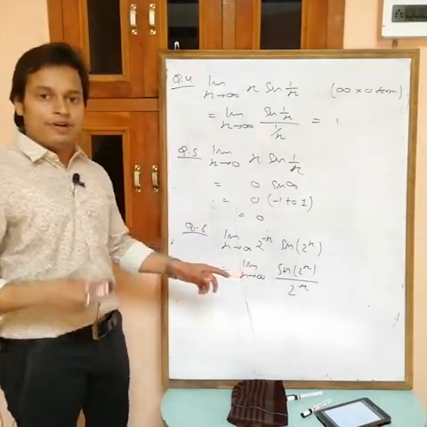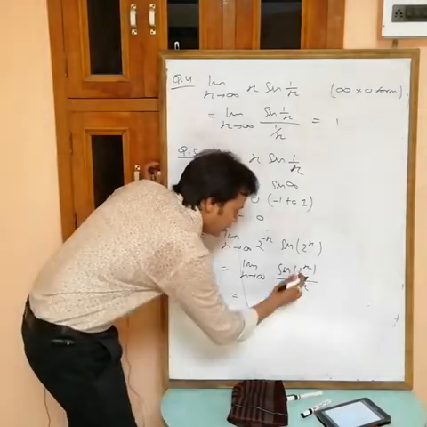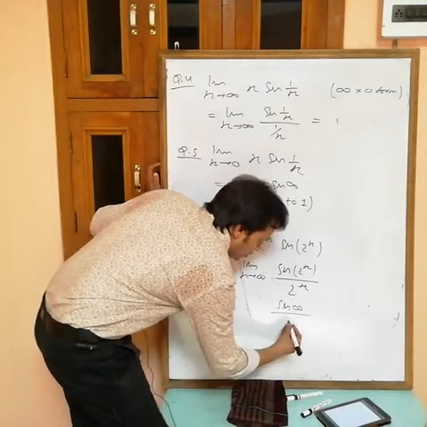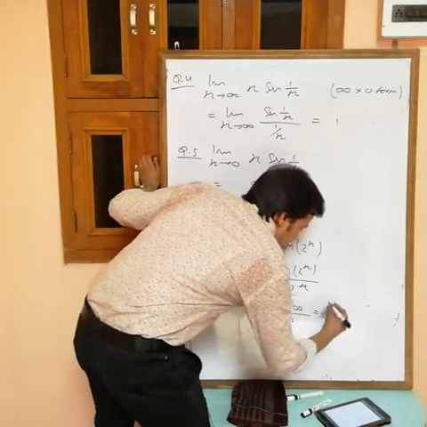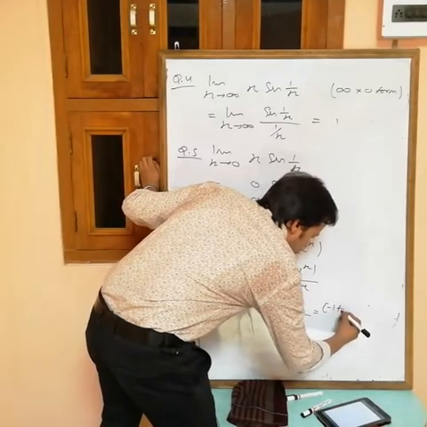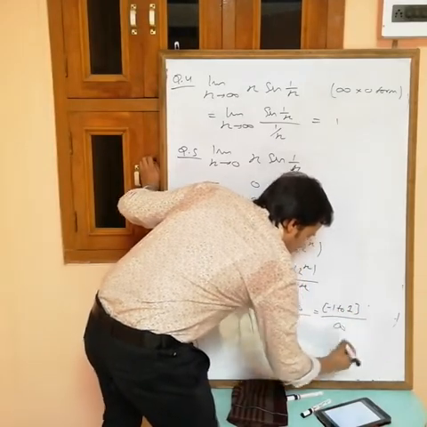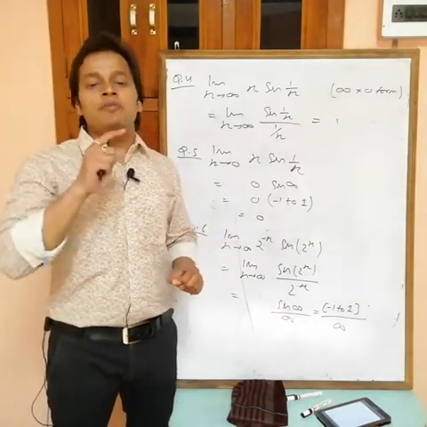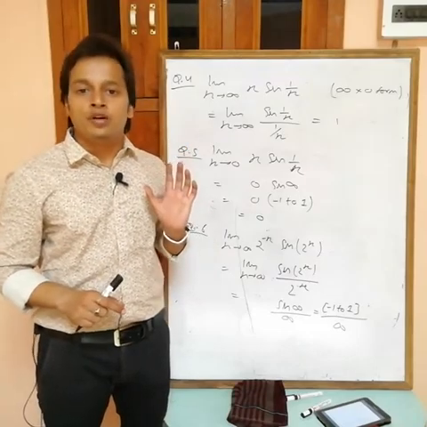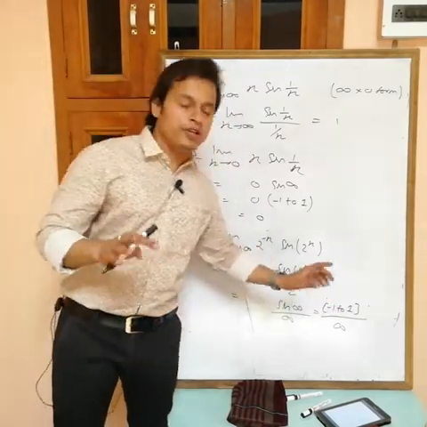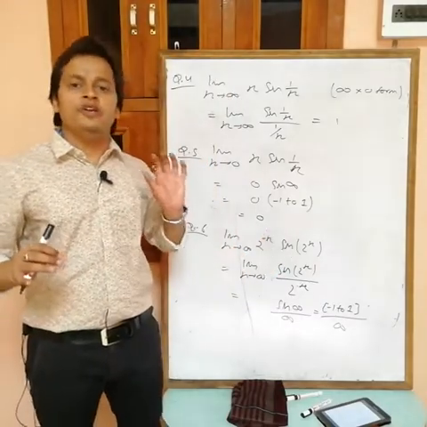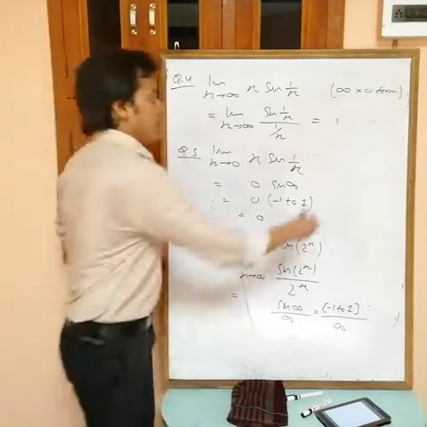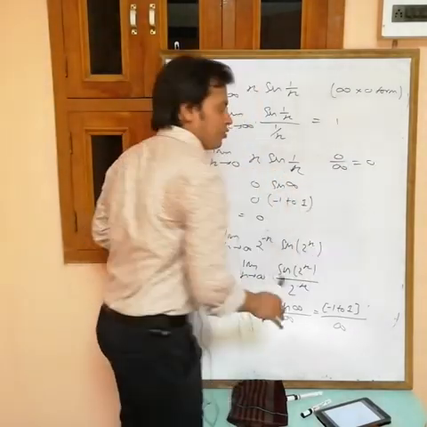So this is not indeterminate form. Directly put value. If you put x equals to infinity, 2 power infinity is infinity, then what we are getting? Sine infinity by infinity. Sine infinity is any value from -1 to +1. Now take any value from -1 to +1 and divide by infinity, you will get 0. Suppose you are taking 1 by infinity, 0; -1 by infinity, 0; 2 by infinity, 0; 0.3 by infinity, 0. If you take 0, then also 0 by infinity is 0, not indeterminate.